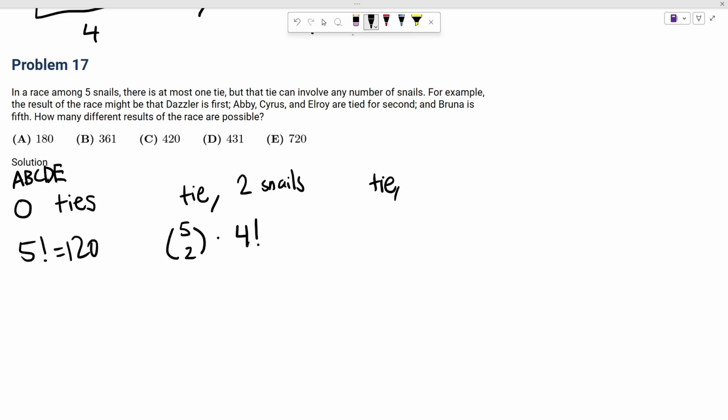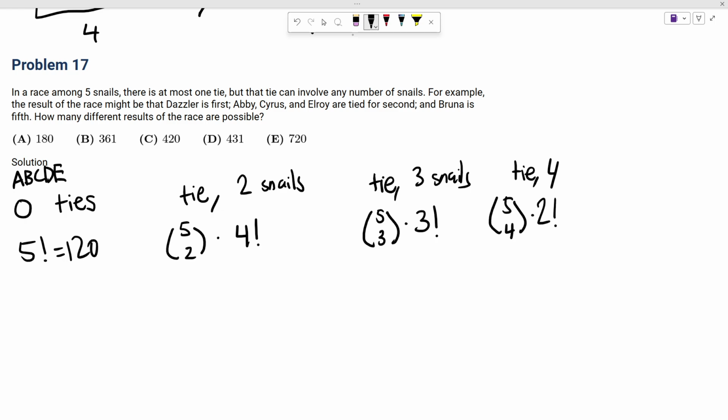If there's 3 snails tied, then we can do the same thing. 5 choose 3 ways to choose the 3 snails tied times 3 factorial ways to order them. If there's 4 snails tied, there's 5 choose 4 ways to choose the 4 snails tied, and then 2 factorial ways to order. And then if all 5 snails are tied, then there's only 1 way. All of them are tied. All of them are first.